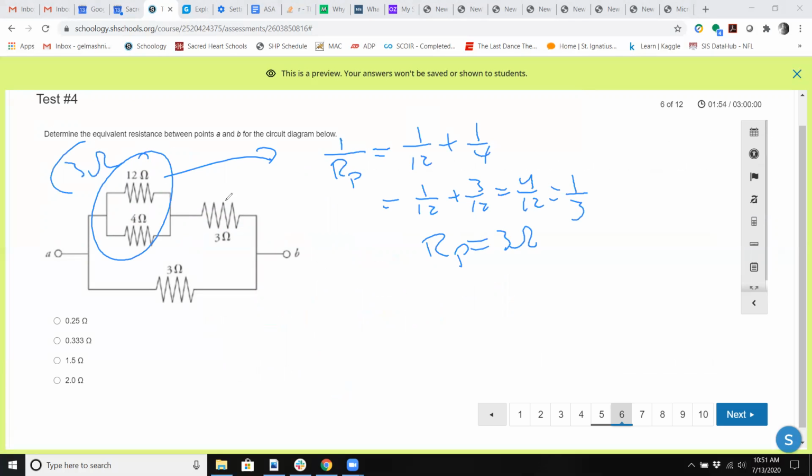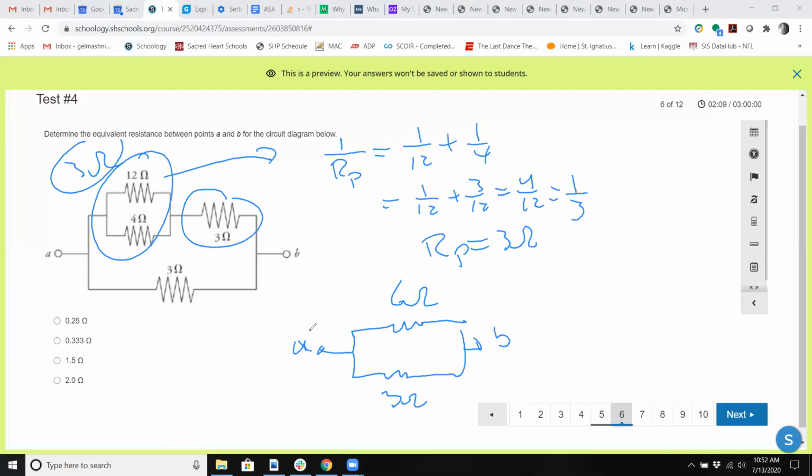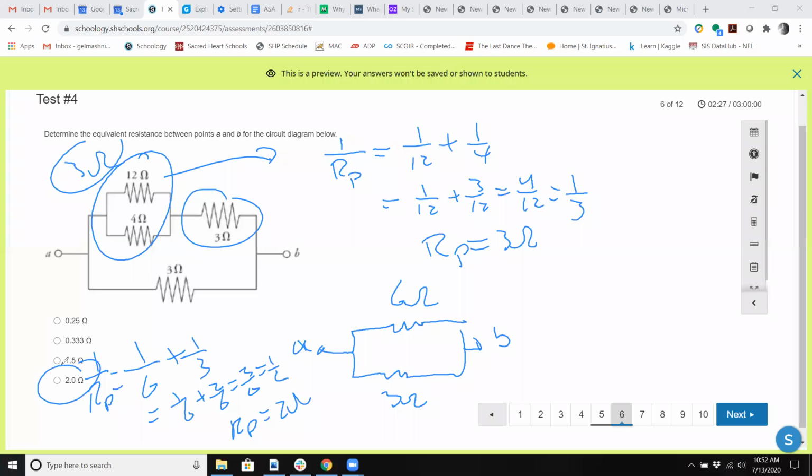Then these are in series. So that becomes 6 ohms, and you got 3 ohms down here. And then finally, you have 2 that are parallel. 1/6 plus 1/3. That's 1 over RP for parallel. 1/3 is 2/6. So 1/6 plus 2/6 is 3/6, which is 1/2. Flip that bad boy over, you get 2 ohms. So that's D for that one.